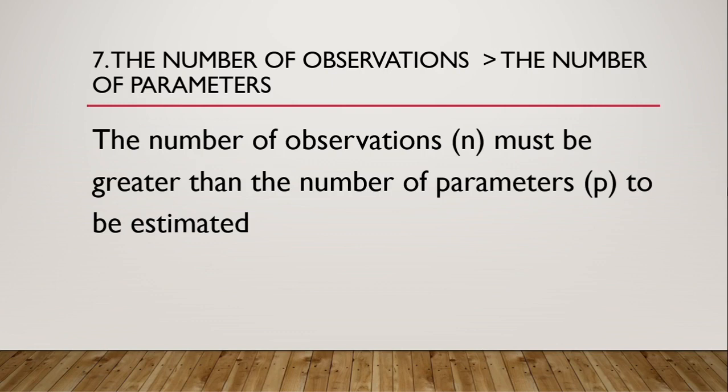The number of observations n must be greater than the number of parameters to be estimated. So in a classical linear regression model, we assume that the number of observations must be greater than the number of parameters in the model.